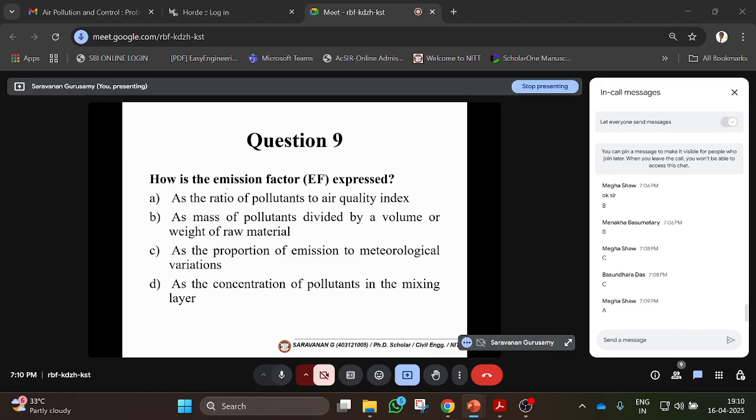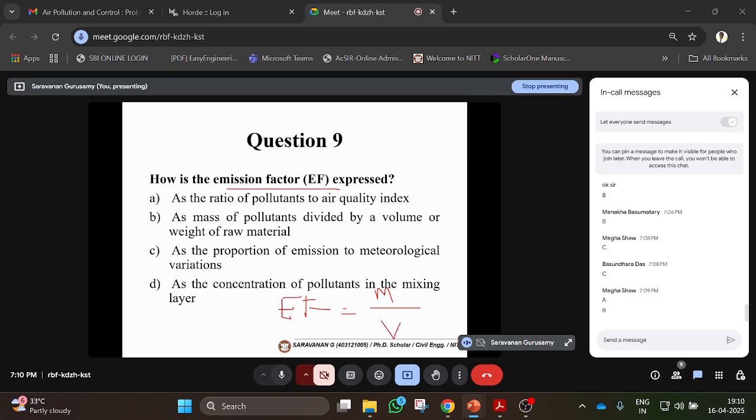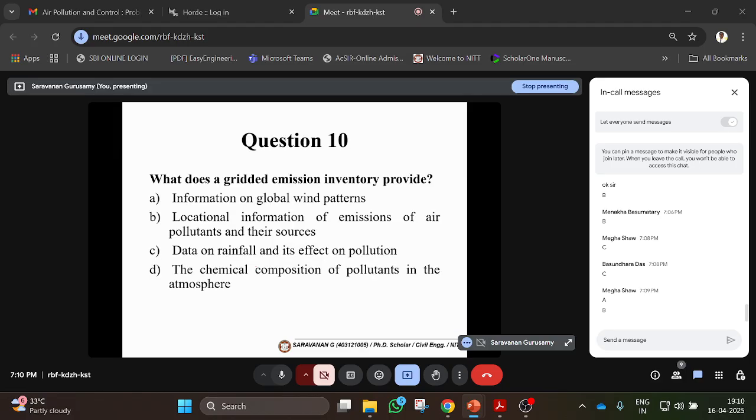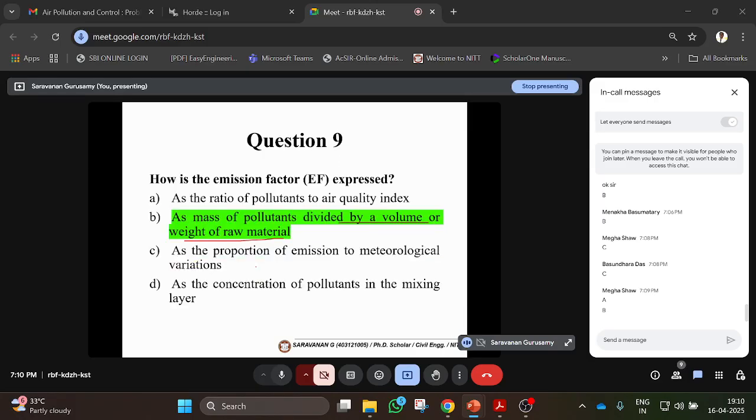What is the emission factor? Emission factor is a single formula: EF equals the mass of the pollutant divided by the volume or weight of raw material. That's called the emission factor. Yeah, B is correct.